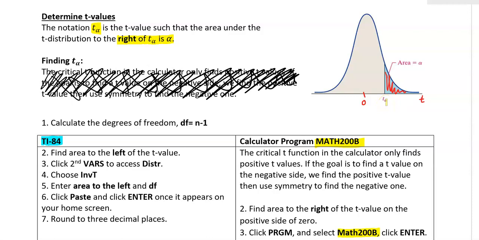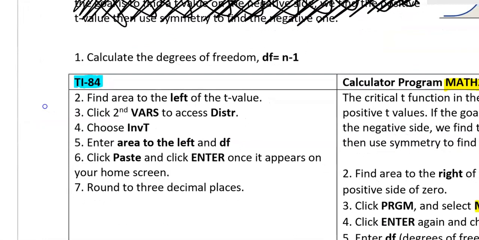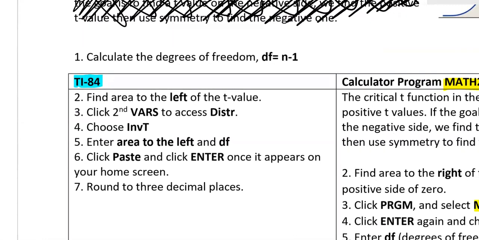So how do we use the TI84? The first thing is finding the degrees of freedom, which are n-1. So always keep in mind what they are. And the function we're going to be using here is called inverse t, which is similar to inverse norm. In an inverse norm, you need the area on the left. So with inverse t, you also need the area on the left. The only other thing we need are the degrees of freedom.